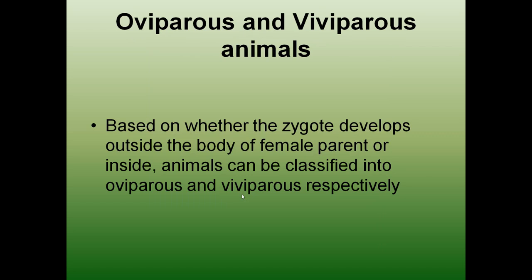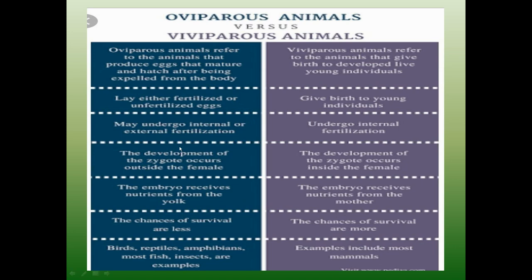Oviparous and viviparous animals. Based on whether the zygote development takes place outside the female parent's body or inside the animal body, organisms are classified as oviparous and viviparous. Let's look at the difference between oviparous and viviparous animals. Oviparous animals are the animals that produce eggs. They lay eggs that mature and hatch after being expelled from the female body.